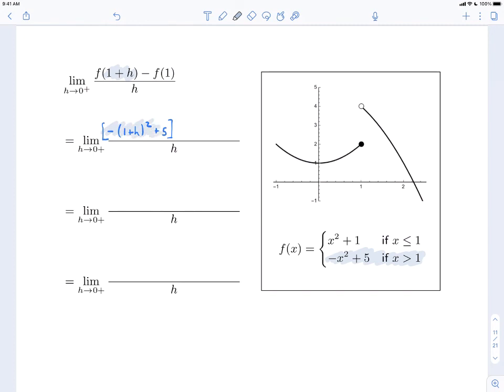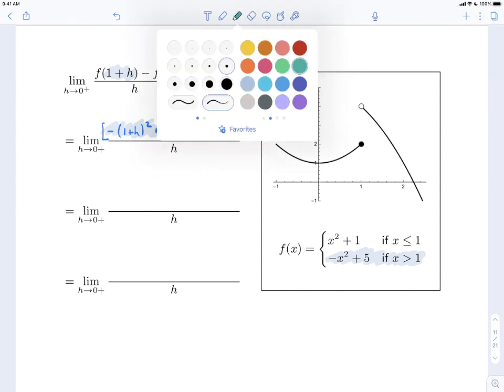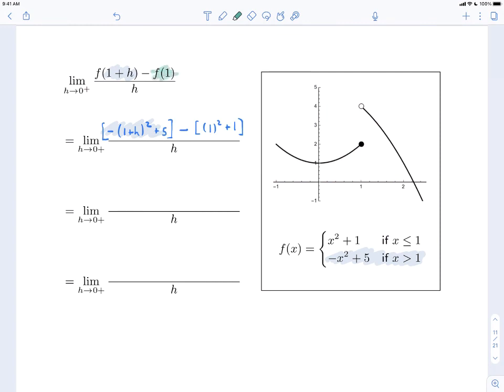What's next? Well, we now have to subtract f at 1. So we're going to do minus f at 1. But what is f at 1? Well, when x is actually equal to 1, so if x is less than or equal to, which includes the equal, we're using the top rule. So we have x squared plus 1. So this is going to be 1 squared plus 1. And this is the top part. So let's change the color, and that's this part right here.